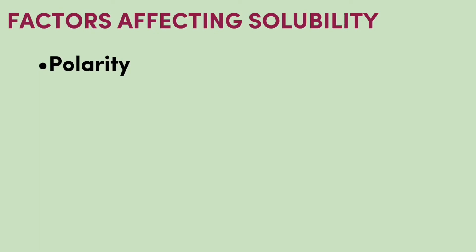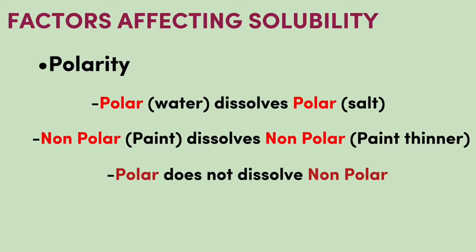Third is polarity. Polarity plays an important role in solubility. A polar solute dissolves in a polar solvent, whereas a non-polar solute only dissolves in a non-polar solvent. If we put a polar solute in a non-polar solvent, it will not dissolve. For example, to remove paint from clothes, we don't use water. We use an organic solvent like acetone or petrol. Paint is non-polar, and to dissolve it, we also need a non-polar solvent like acetone.